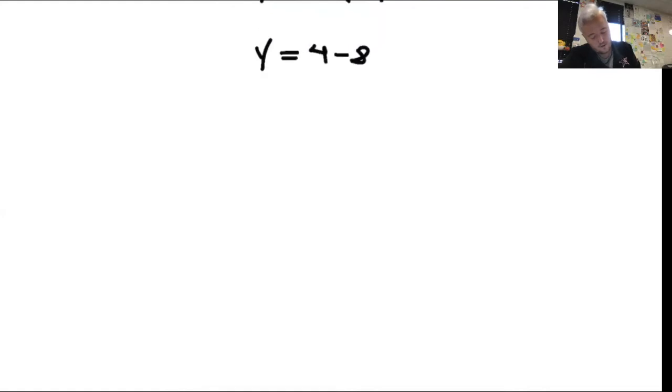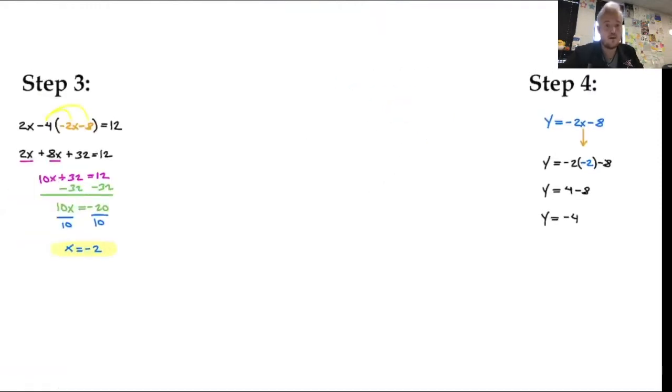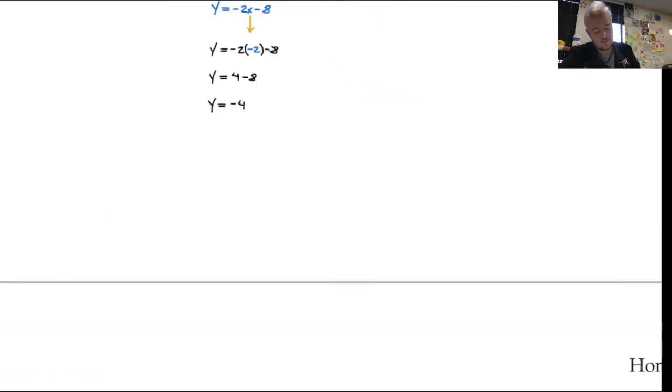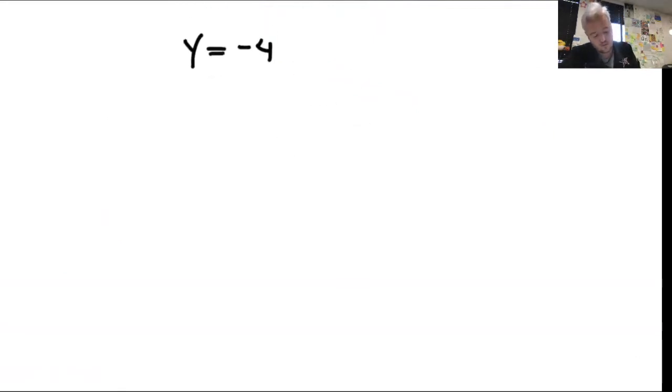And then when I simplify, you get -4. So it's the exact same answer that we got when we did graphing. We're just doing it a different way. So our answer here is still written as a coordinate. So it's still -2, -4.